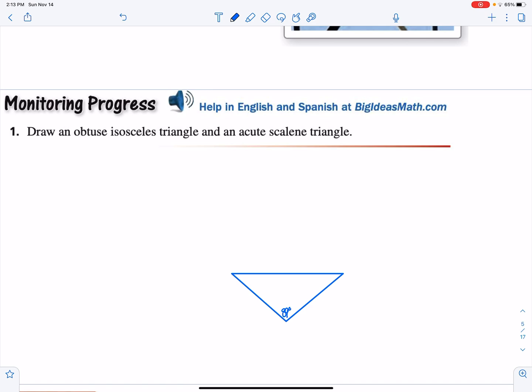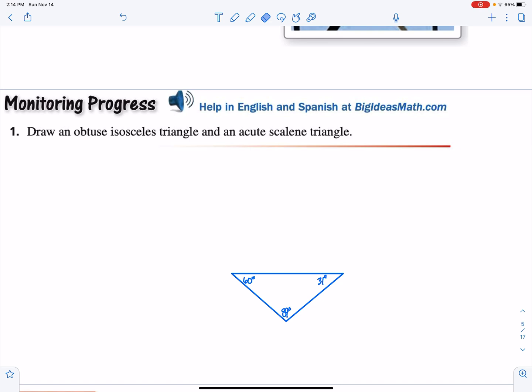And in order for it to be scalene, all three angles have to be different. So let's say we have 89 degrees, let's say we have 31 degrees, and let's say this is 60 degrees. As long as the sum of those three angles is 180 degrees, I know all three of those sides have to be different sizes as well. So this would work for either image, just depends on how you label it.